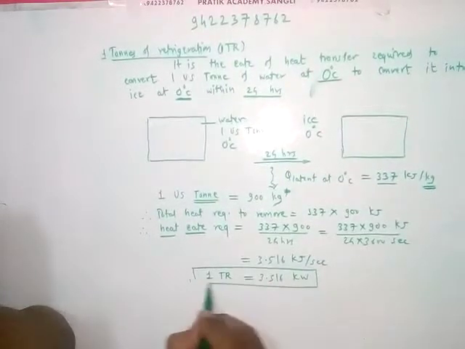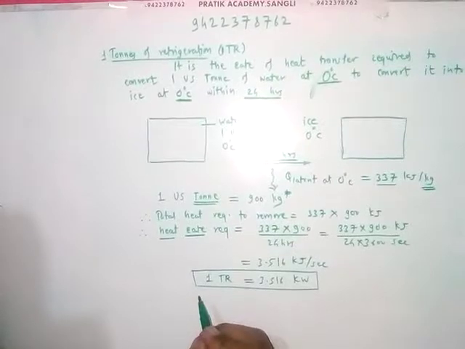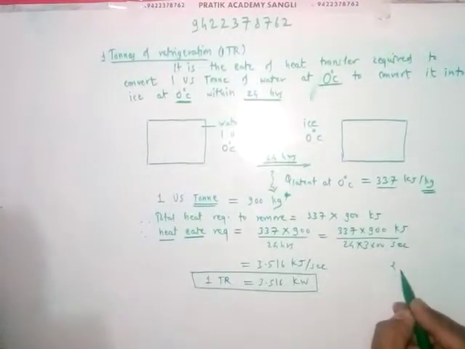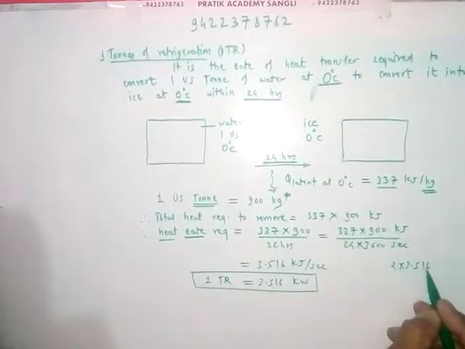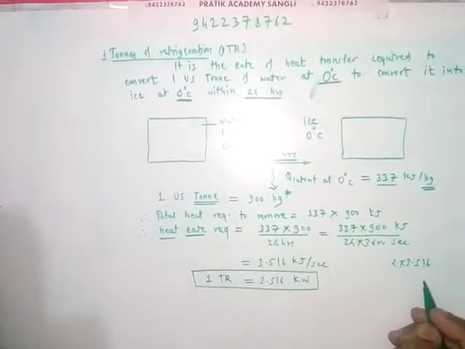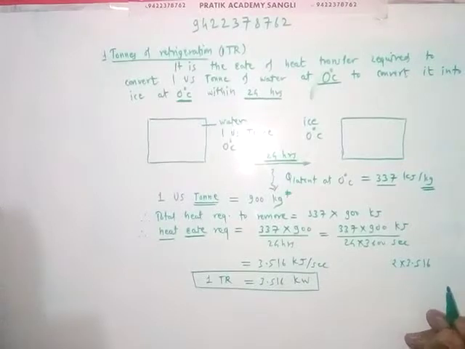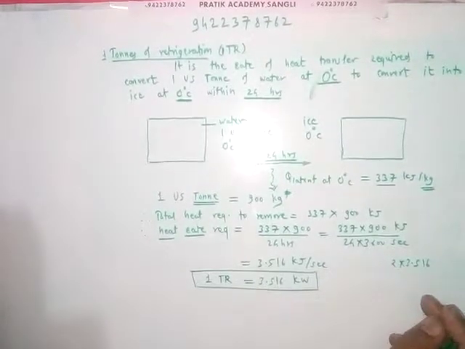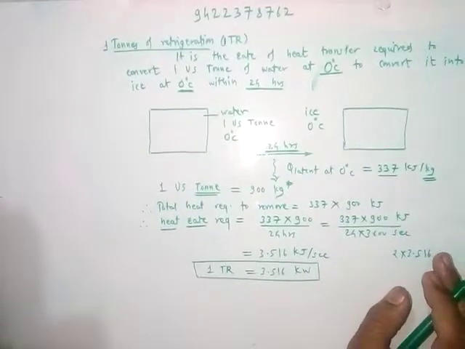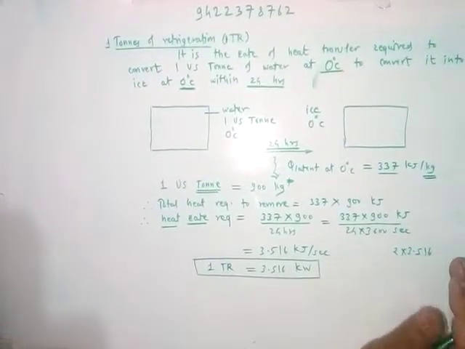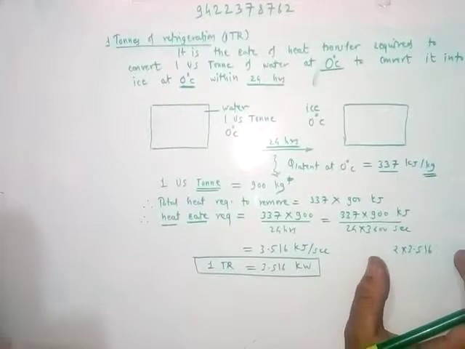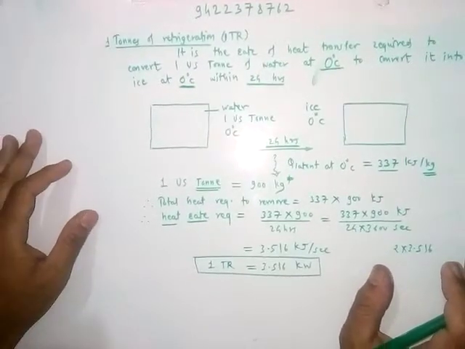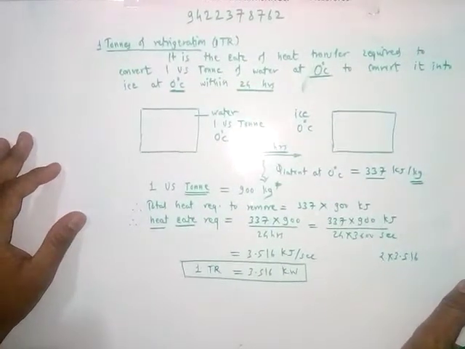So when they say your refrigerator is of 2 TR capacity, that means it has 2 into 3.516 kilowatt heat transfer rate capacity, or half ton capacity means half of this value. Ton does not mean the weight of that refrigerator or AC, it means heat transfer rate. So this is related to the basics of refrigeration.